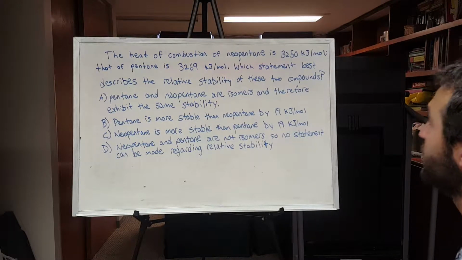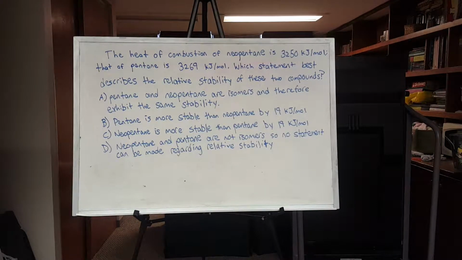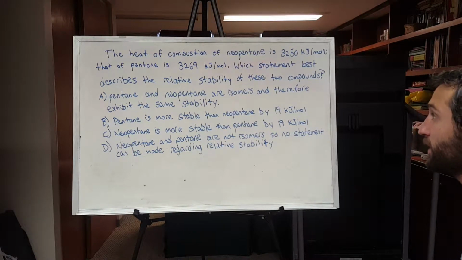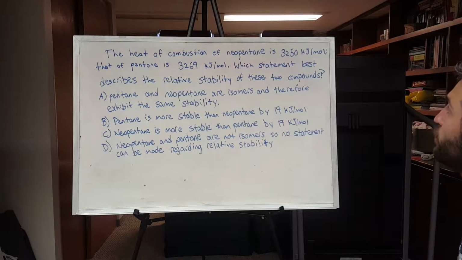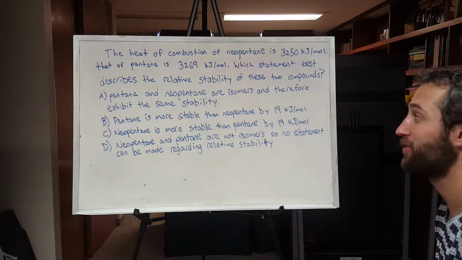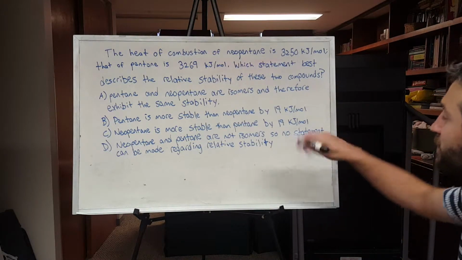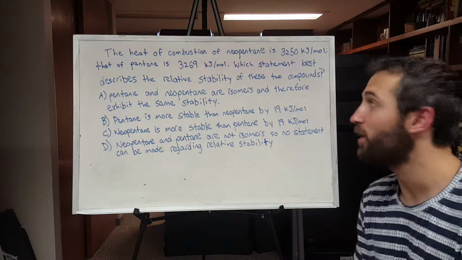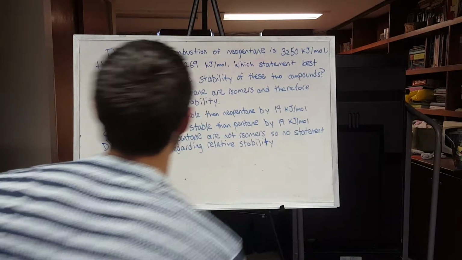The heat of combustion of neopentane is 3,250 kilojoules per mole. That of pentane is 3,269 kilojoules per mole. Which statement best describes the relative stability of these two compounds? Okay, so we got some answer options here. Let's first make sure we know about heat of combustion.